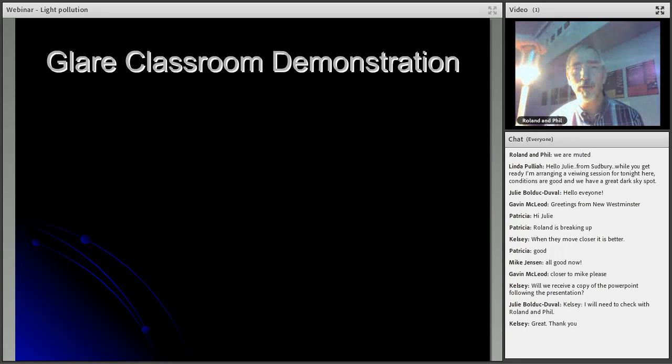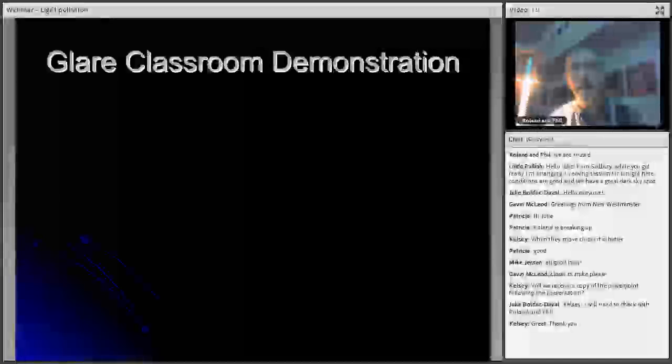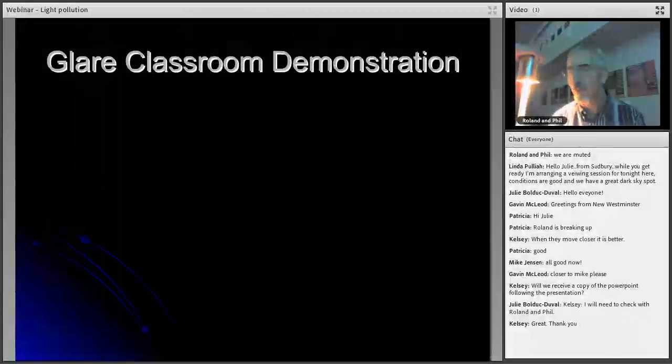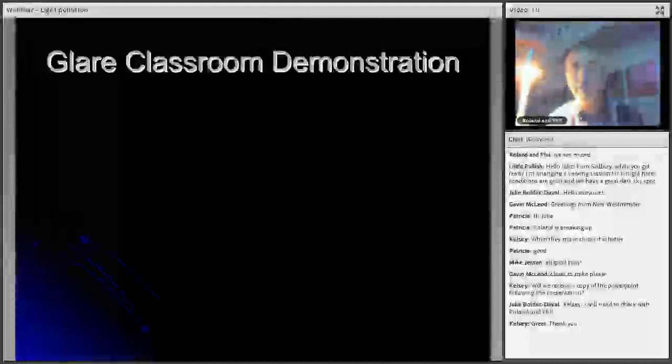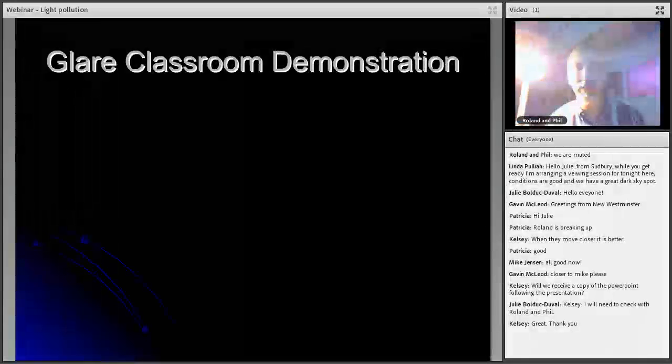So what Roland is doing is he's putting a very expensive piece of equipment over the bulb. This is a tin can, and he's holding it over the bulb. So now you can see that the light is shining down onto the ground where the light was intended to be in the first place. And it's reducing the glare so you can see better by getting the light out of the people's direct eyeballs.